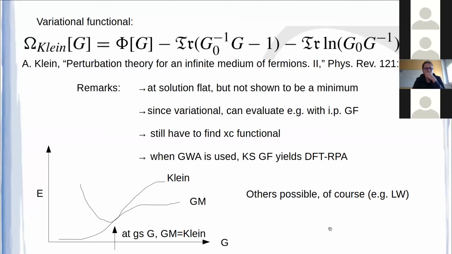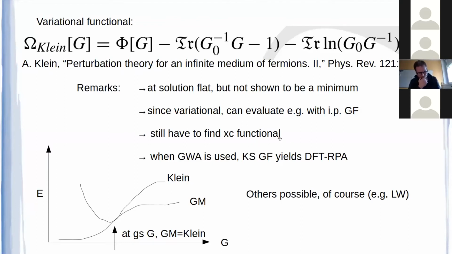Actually, I was wrong. Sorry, I expressed myself wrongly. The Klein functional doesn't have to be a minimum. It has an extremum. So it can be a saddle point, for example. It is flat. Okay, I designed a minimum, but it is not shown to be a minimum. But it's flat, so the derivative is zero, so it's variational.